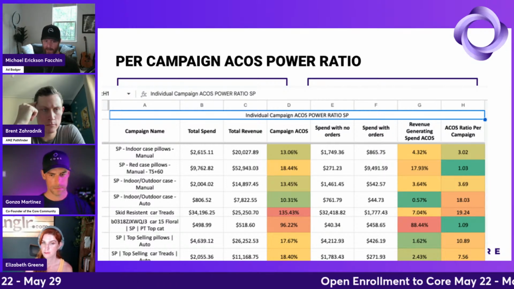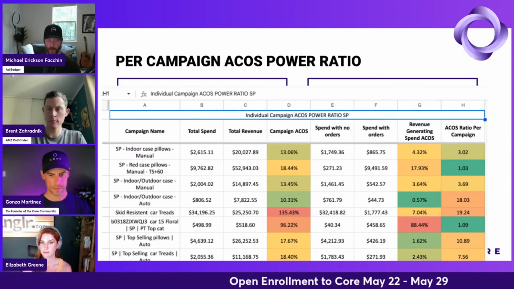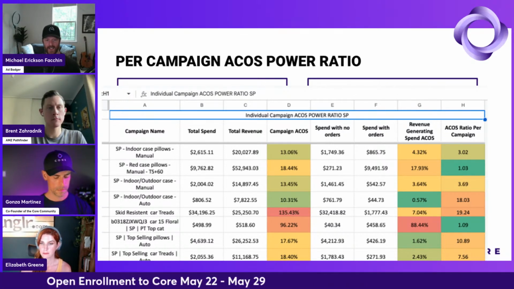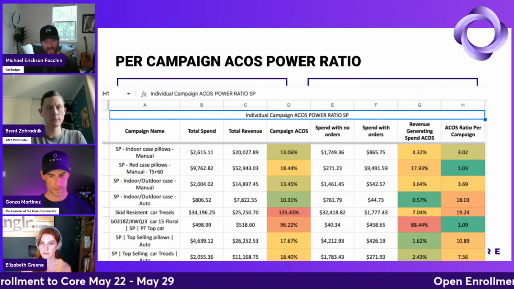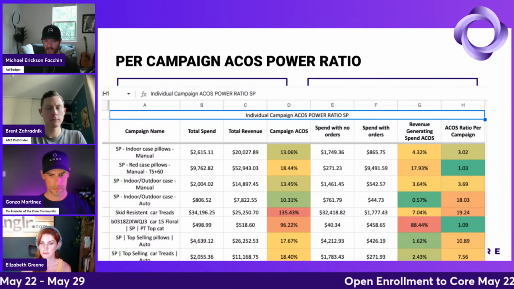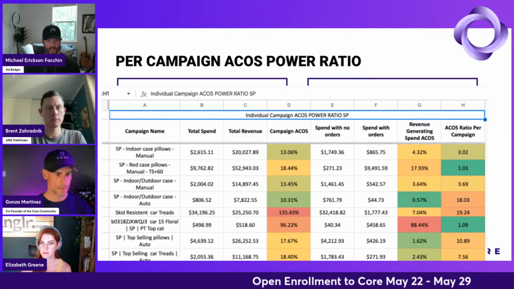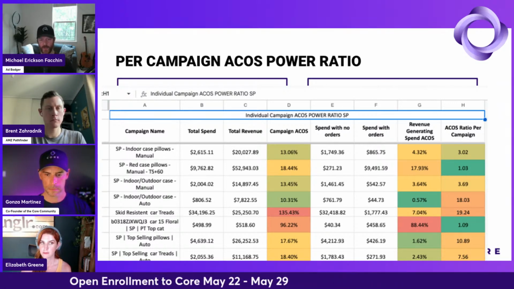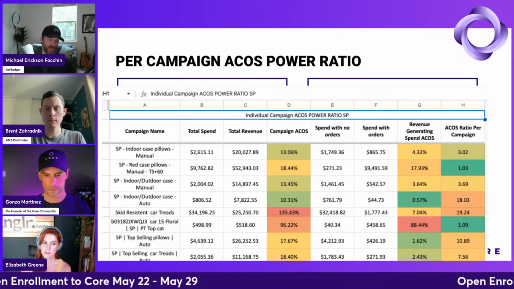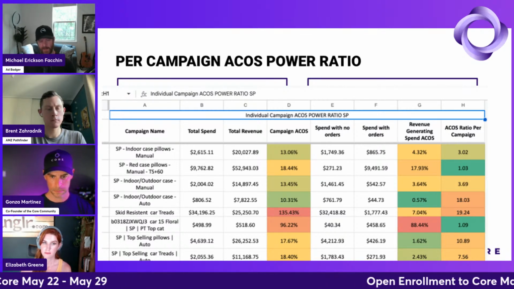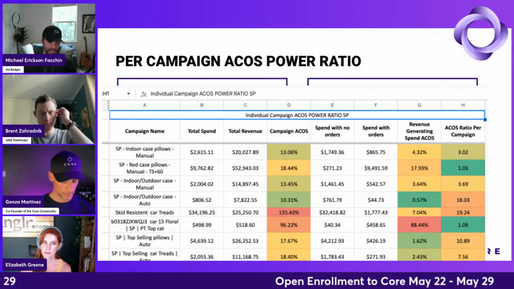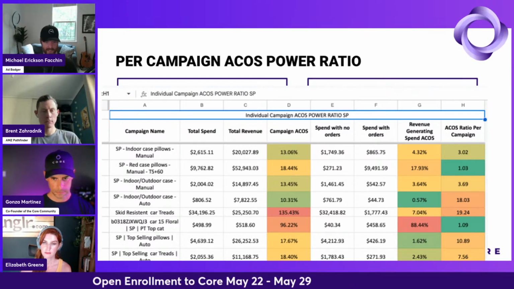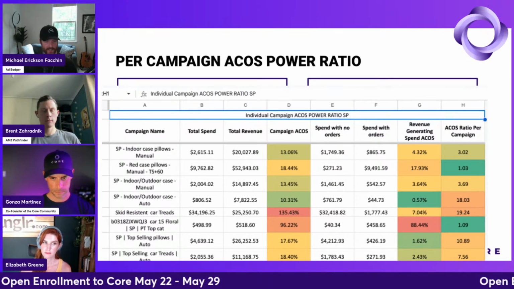And then I can spot campaigns like this. Take a look at this 4th one down. I spent $806. I had $7,800 in revenue. So that's a pretty good ACOS. But look how much I was wasting. $761. That's an ACOS Power Ratio of 18. So it's basically allowing me to identify almost $1,000 of things that I'm spending money on with no orders that I can probably cut and turn this into a 5% ACOS campaign instead. So really, really helpful.